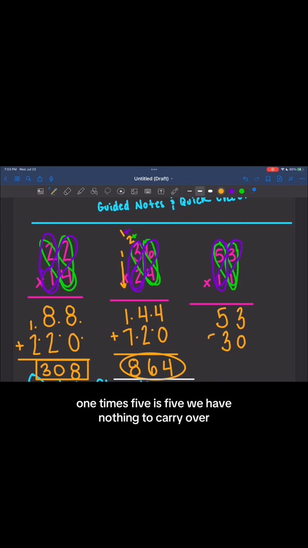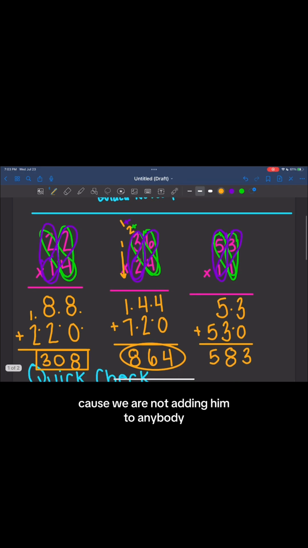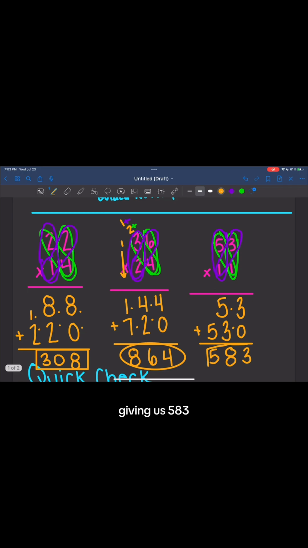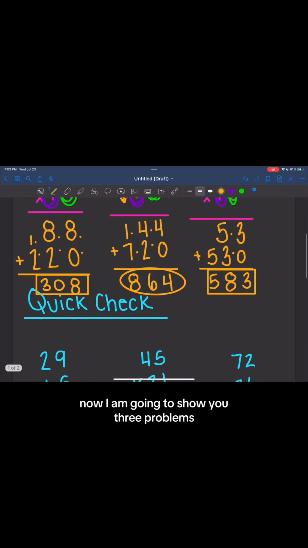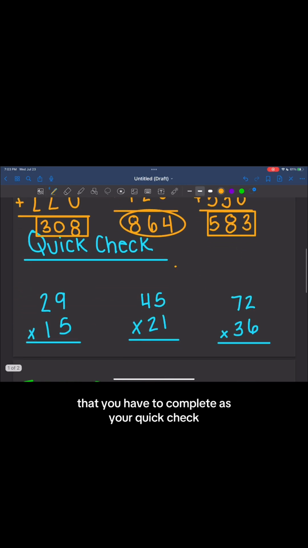We have nothing to carry over, so we can just go ahead and add. 3 plus 0 is 3. 5 plus 3 is 8. And then we bring down that 5 because we are not adding it to anybody, giving us 583.